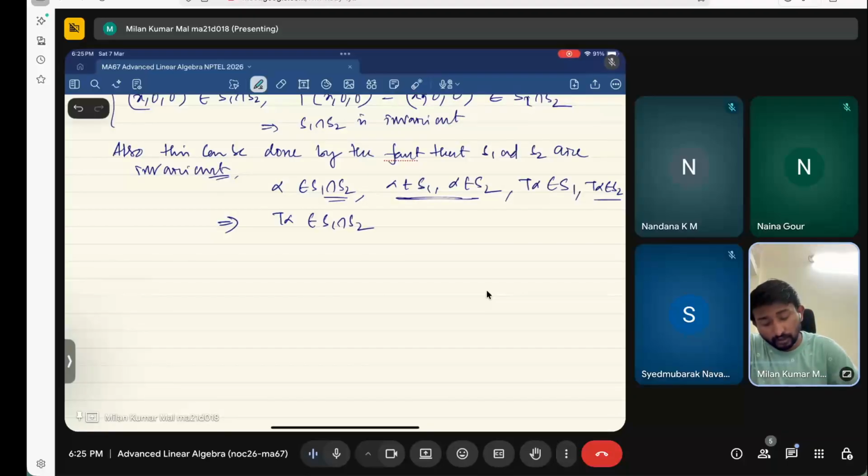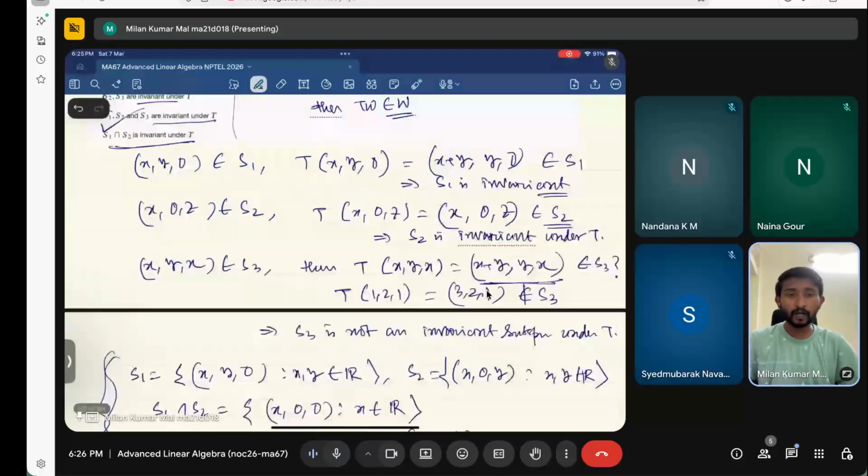So this we don't need to check also. We can say from these two facts that if S1 and S2 are invariant, then their intersection is again invariant. Okay, this is true. One fact from here one can say is that if S1 and S2, two subspaces, are invariant under a linear operator T, then their intersection is again an invariant subspace. So that's why the last option is correct.